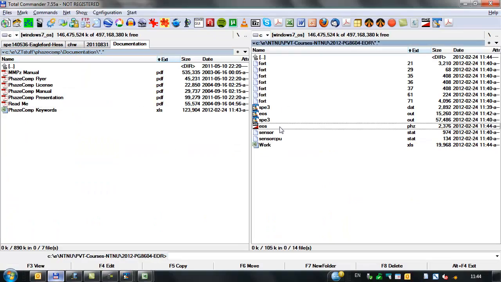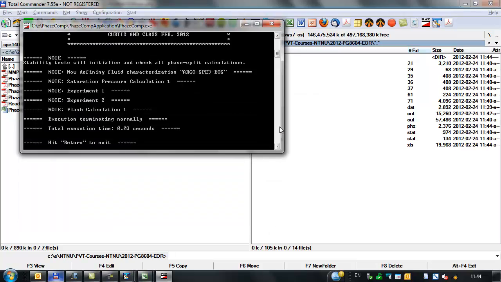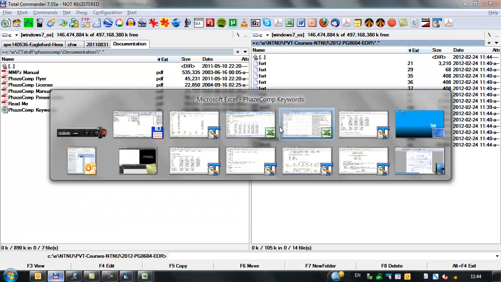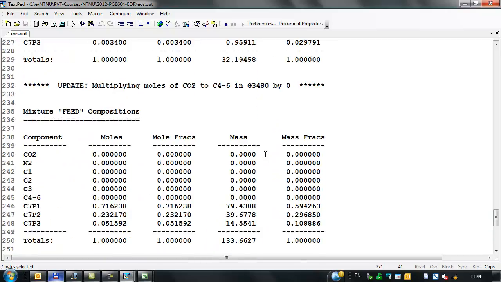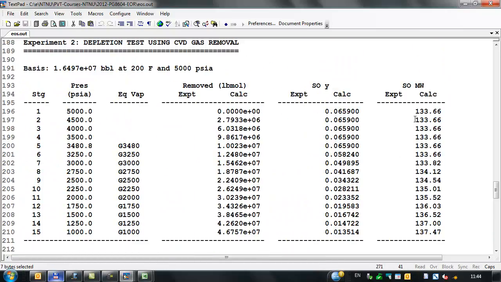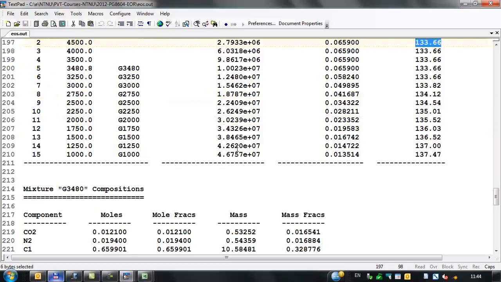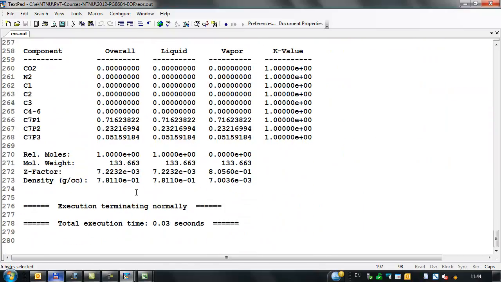All right, again. And you see now when it does the flash, it forces it to be a physical solution. Now you see that what we come in with is considered liquid, and this molecular weight should be the same as up above, 133.66. But the density we now get down here is 0.781 grams per cc.